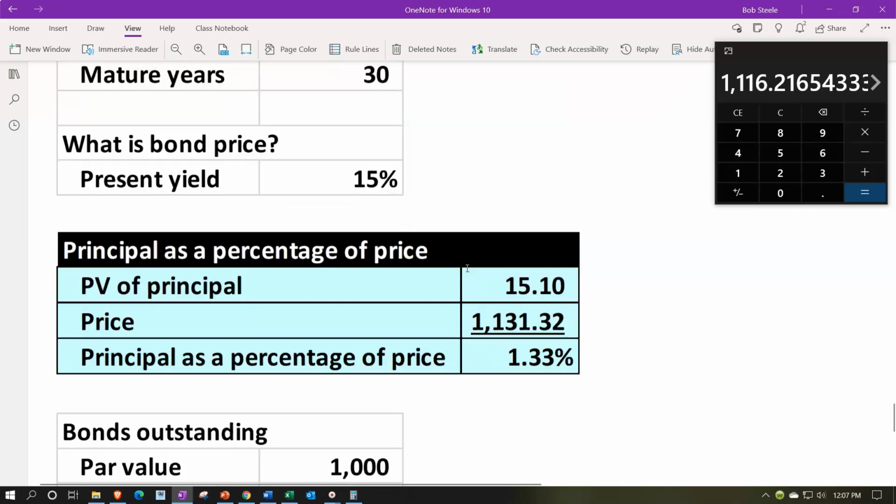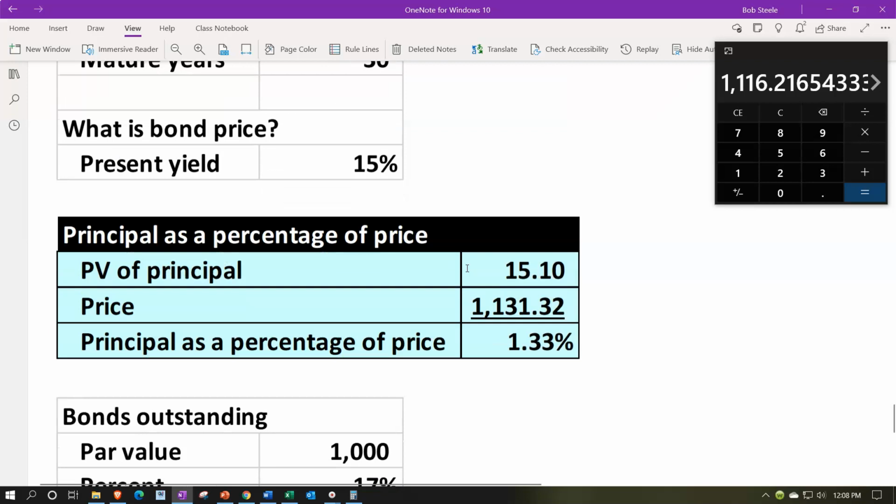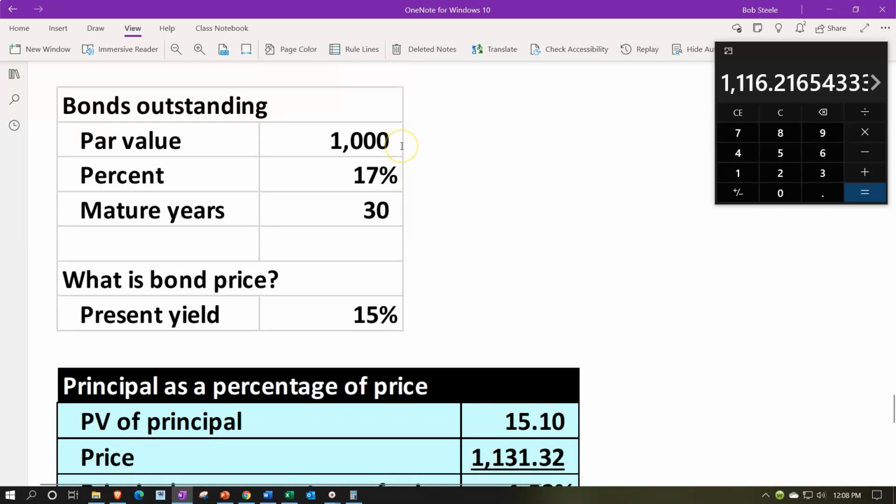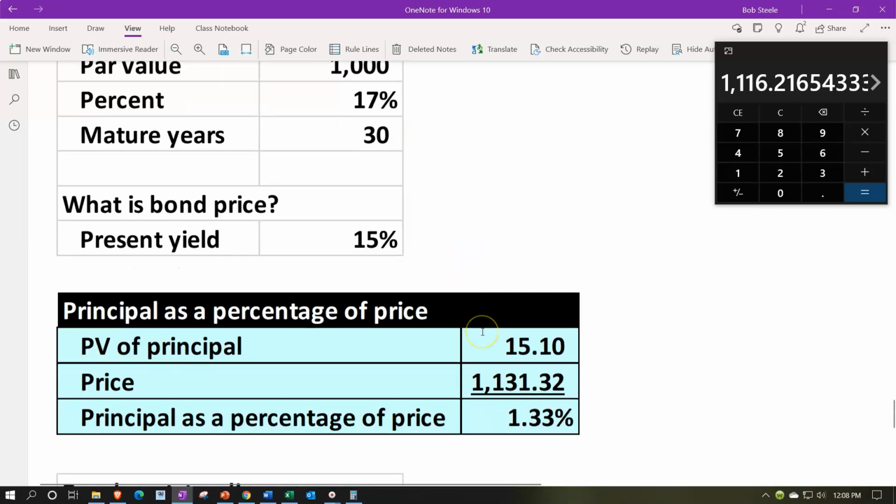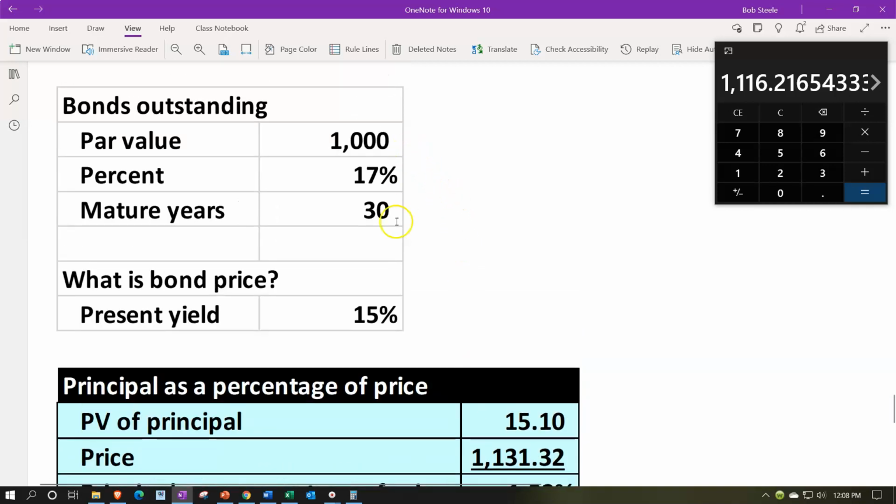So then let's do the new thing down here, which is going to be the principal as a percentage of price. So now we're taking the 15.10, the principal, meaning the 1,000 that has been present valued, which is now worth 15.1. And then the price we calculated to be 1,131.32. So that means the principal at this point is only 1.33% of the price, which kind of makes sense because you can see that this is basically a fairly long bond, 30 periods out. When we present value that 1,000 back, it's a fairly small amount, and the annuity payments are 30 payments at that 17%.